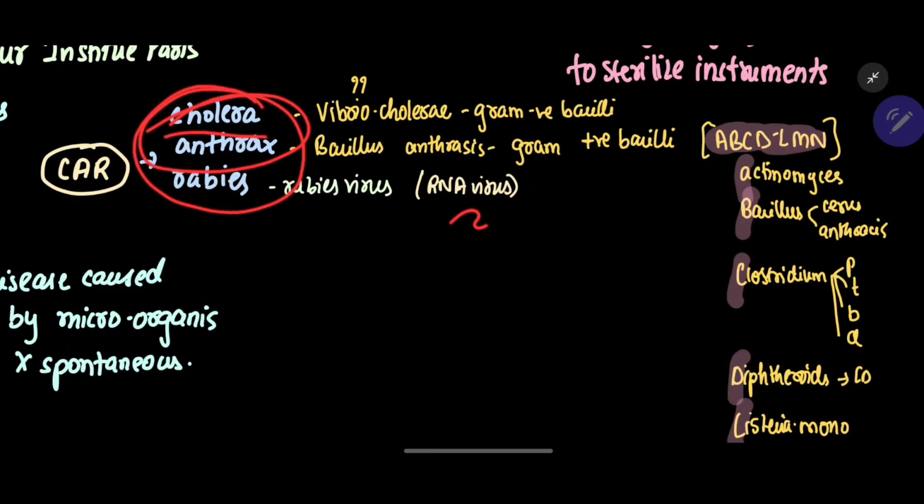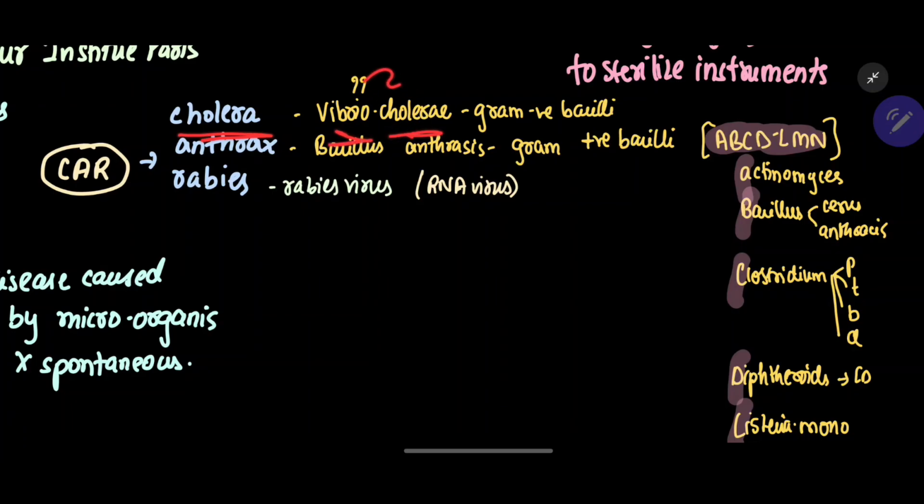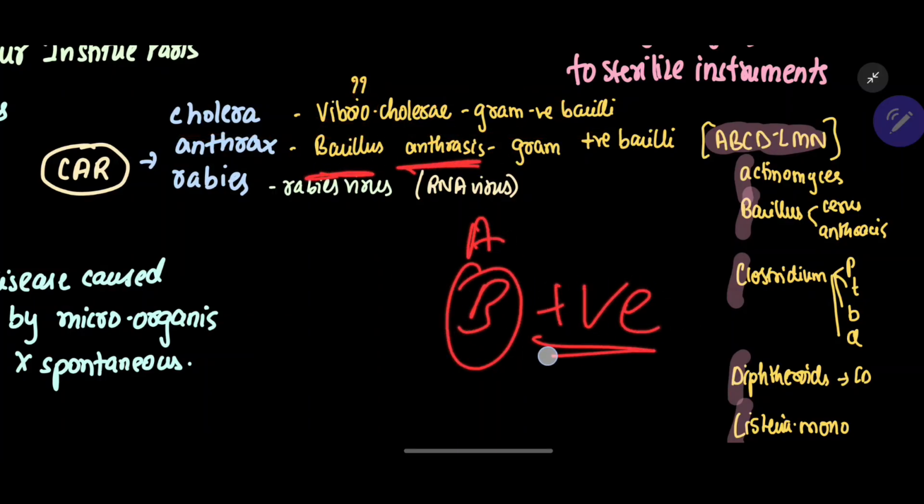Cholera and anthrax are bacteria. Cholera is caused by Vibrio cholerae, which looks like a bacilli and doesn't have a mnemonic, so it is gram negative. Bacillus anthracis is AB, so it has a mnemonic, so it is positive, and the name says that it's a bacillus.